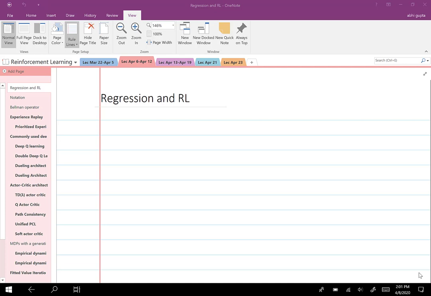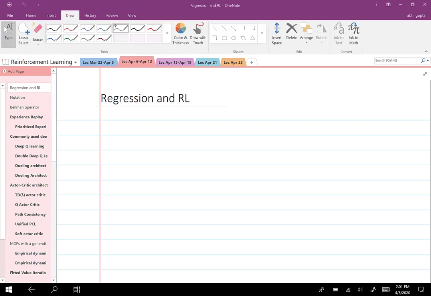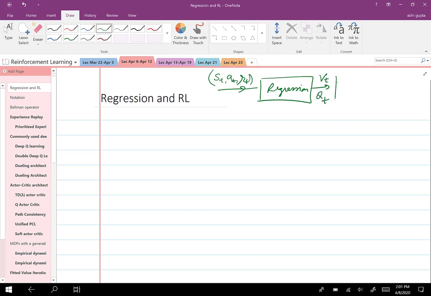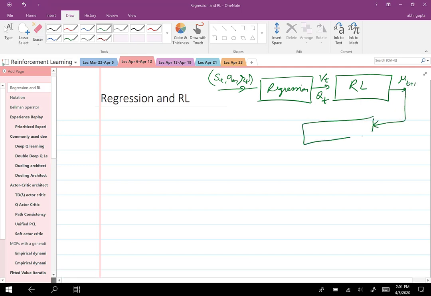So before we begin, I want to connect what we did in the previous lecture, which was on regression, to what we are going to do in RL. So remember this figure. You have your samples, say ST, AT, RT. This goes into a regression algorithm that then tells you VT or QT, that then goes into the RL block that gives you the policy mu T plus 1, that then goes into the simulator, and the simulator implements that policy and gives you a new set of samples of ST, AT, RT.